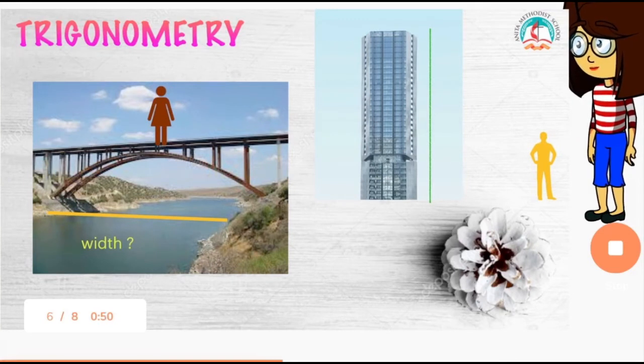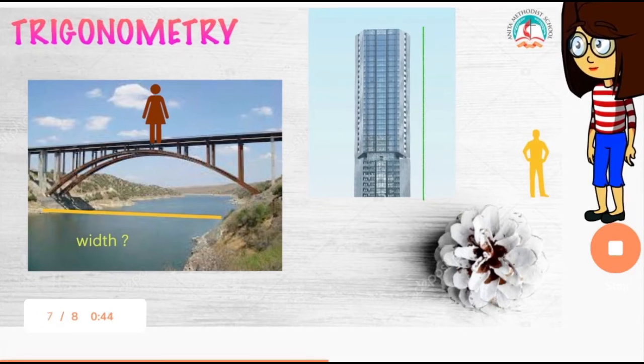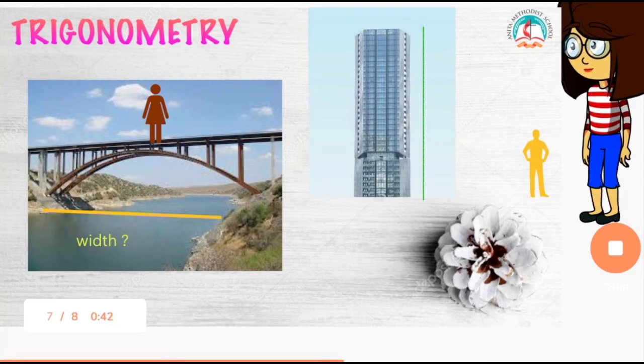There is a man standing and observing the tall building. Do you think that man can find out the height of that building? It is not easy, right? We can't find the width of the bridge and the height of the building just by observing it. But these two things are possible using trigonometric ratios. Yes, today we're going to learn trigonometric ratios.